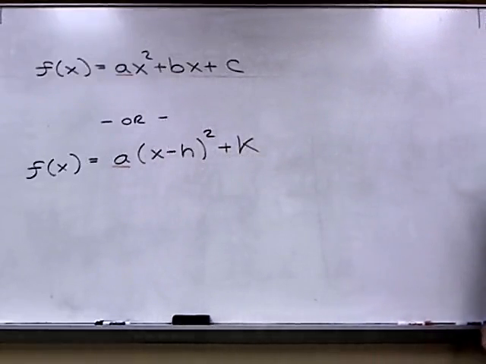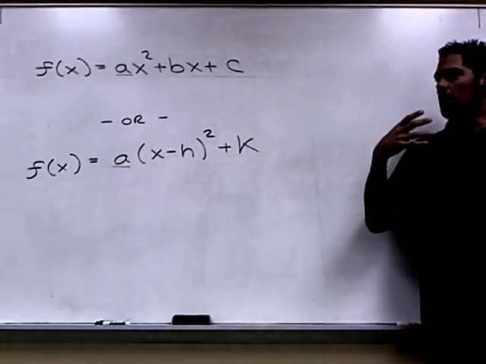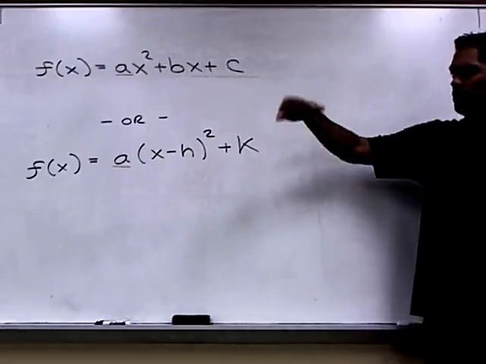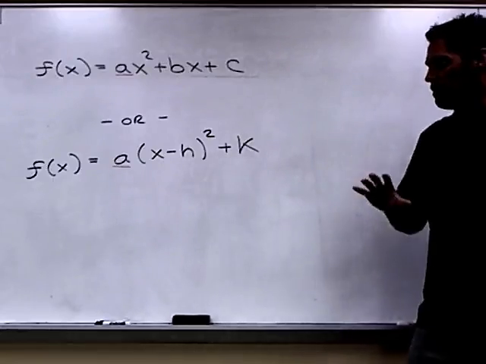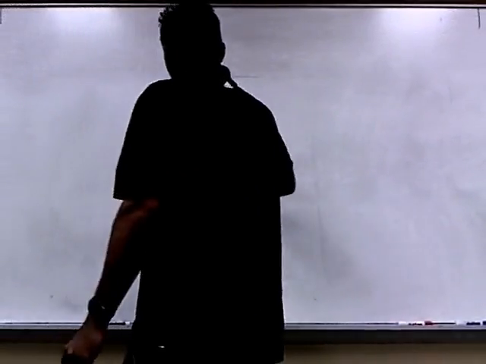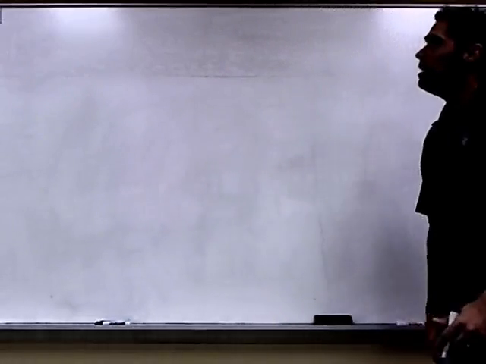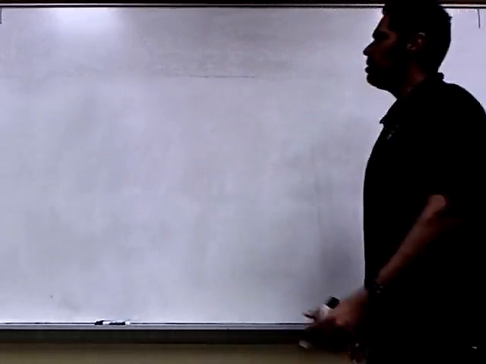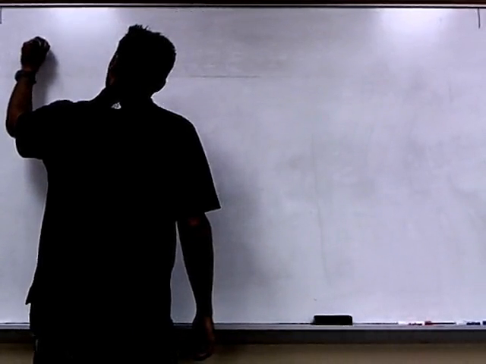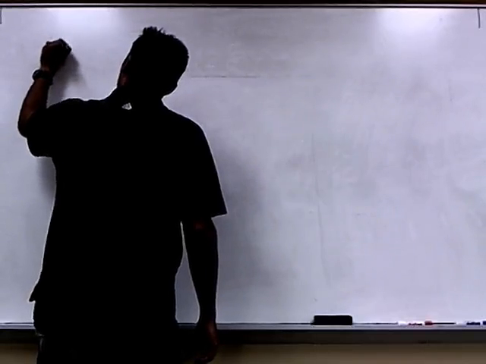So now let's actually talk a little bit more in depth about that parabola. We said that these things look like these U's that open up and down. Let's talk a little bit more about some of the details of a parabola. We have some special points on a parabola and special names for them. So we're going to look at parabolas.